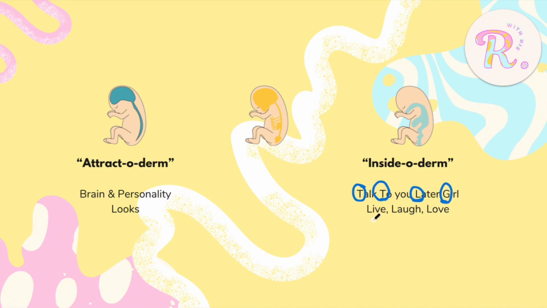Now for your live, laugh, love, that's actually for your lungs, right? Your respiratory tract. The second L is for your lower GU, your bladder and your urethra. And then the last L is for your pancreas. I could not insert the P, so I googled the Tagalog for pancreas. It's actually lapay. Okay, so let's use lapay. So that's lungs, lower GU, lapay: live, laugh, love. So again, ectoderm, brains, personality, looks. Insidoderm, talk to you later, girl. And then live, laugh, love.